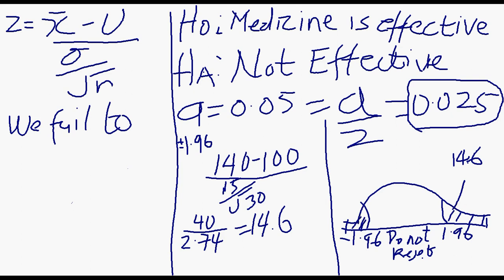Okay, you are using the T table, the T test. But here the standard deviation is known, so since the standard deviation is known, we are using the Z table. If the standard deviation is unknown and the sample is less than 30, that's when we use T.